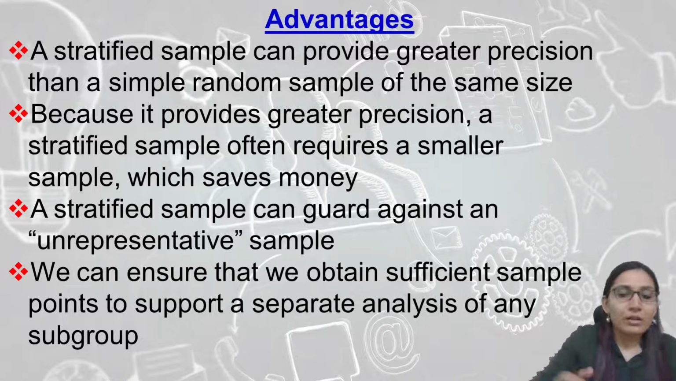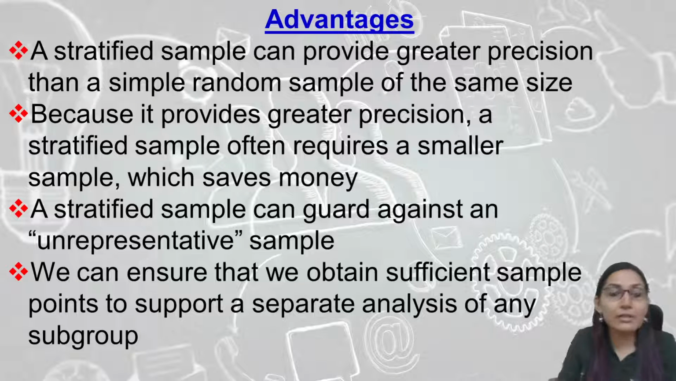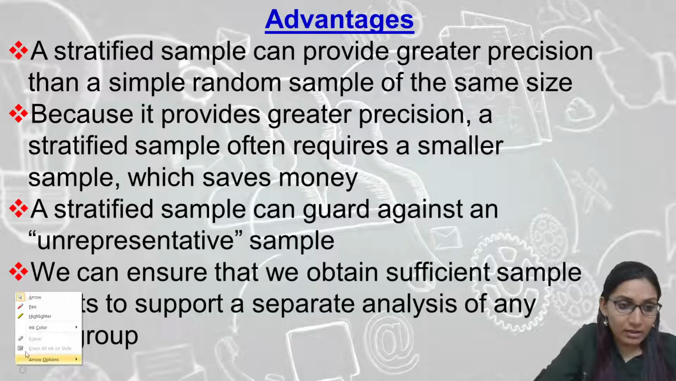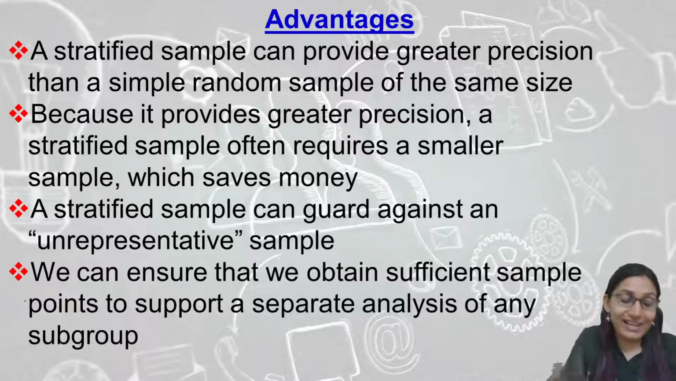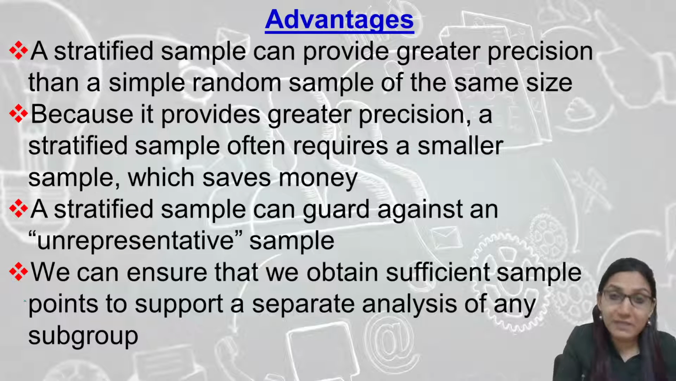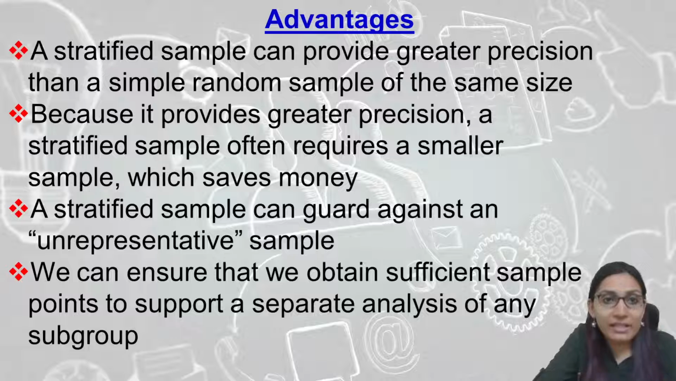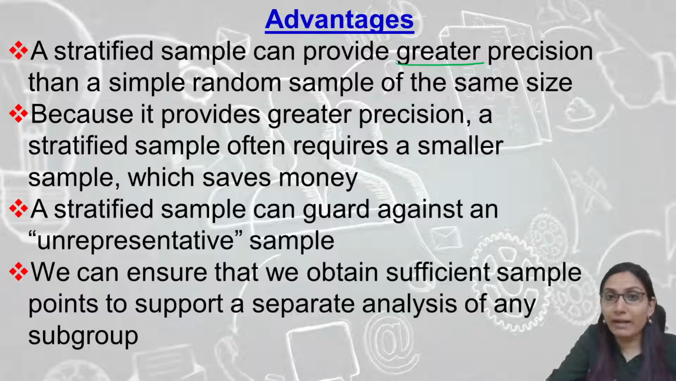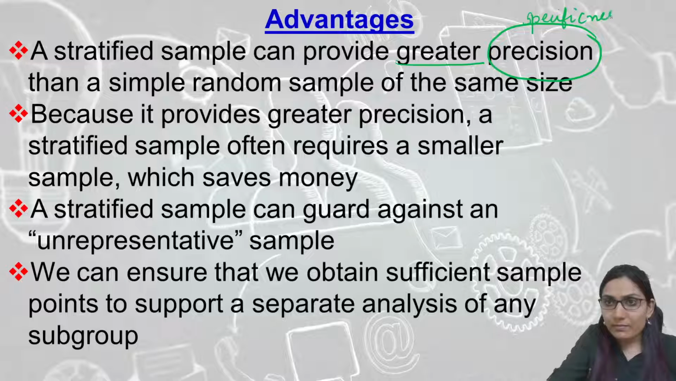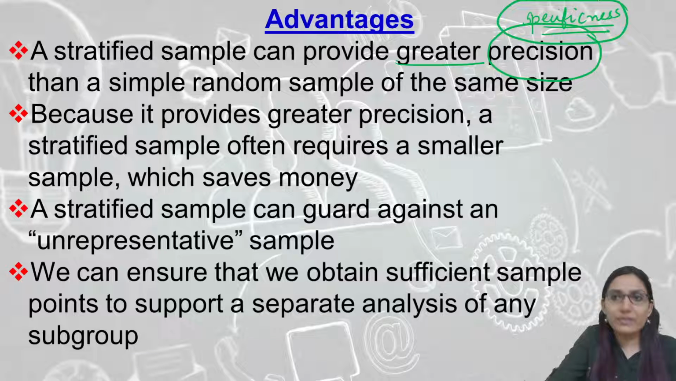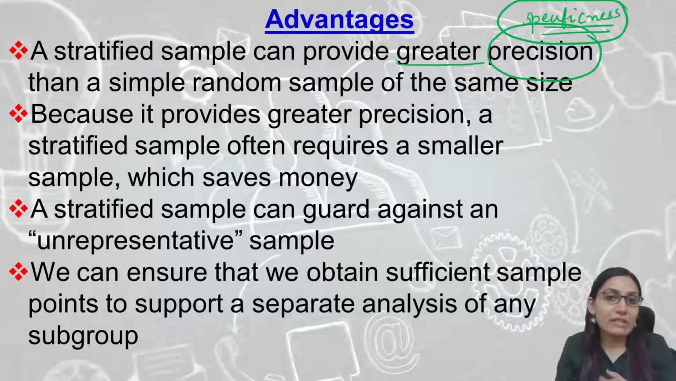Okay. Now let's come to the advantages and disadvantages of stratification or stratified random sampling. A stratified random sample can provide greater precision than a simple random sample. So precision, specificness, so precise, that is more in the case of stratified random sampling. A stratified sample can provide greater precision than a simple random sample of the same size.